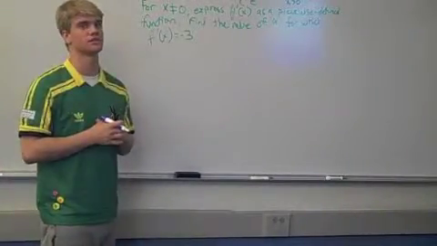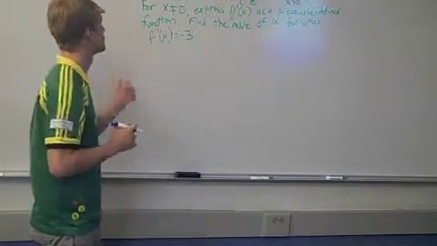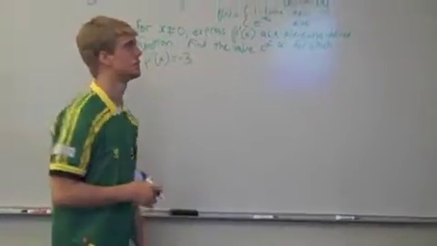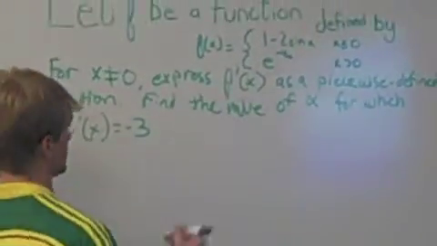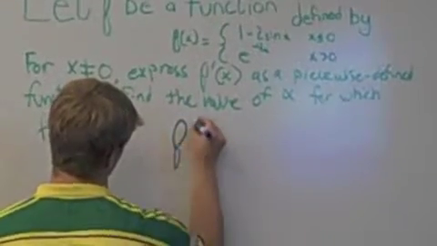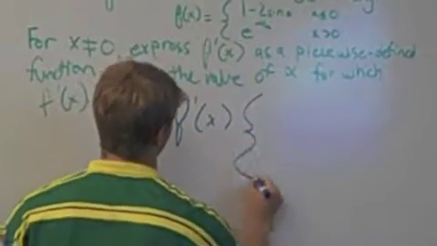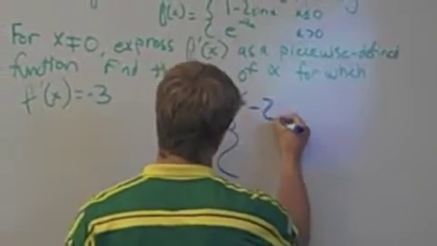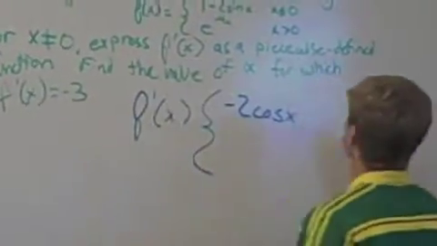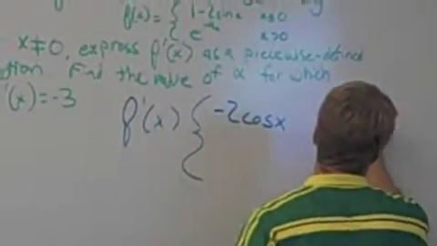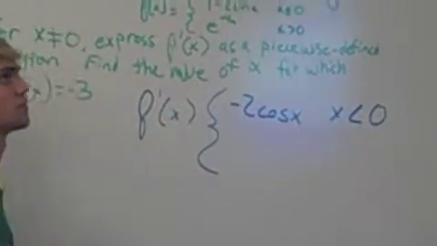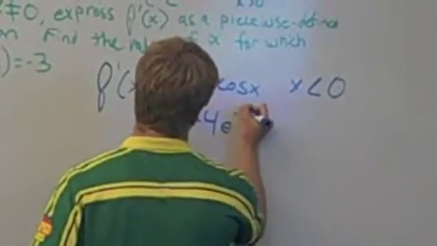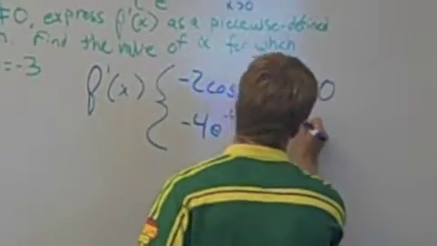For part B of number 6, the first part asks us, for x not equal to 0, to express f prime of x as a piecewise defined function. To do this, we need to take the derivative of both functions given in the piecewise. So f prime of x: the derivative of 1 minus 2 sine x comes out to negative 2 cosine x for x less than 0. For the second part, the derivative of e to the negative 4x is negative 4 e to the negative 4x for x greater than 0.